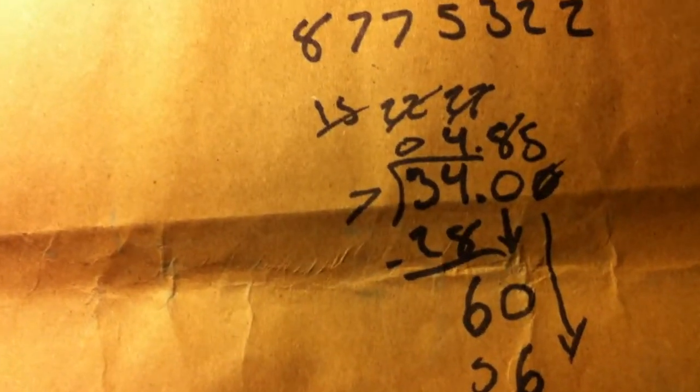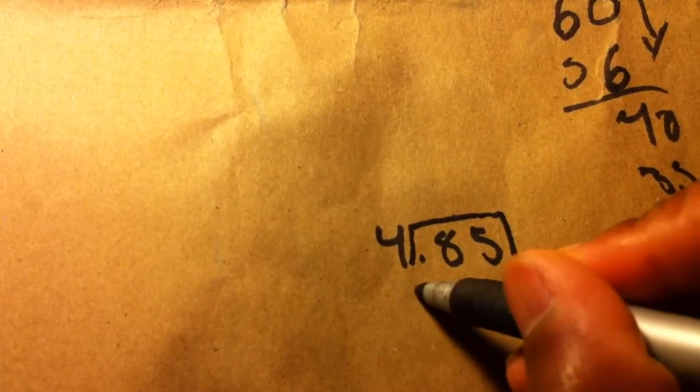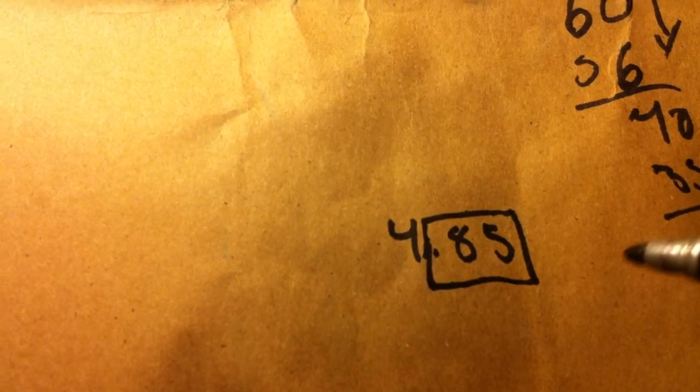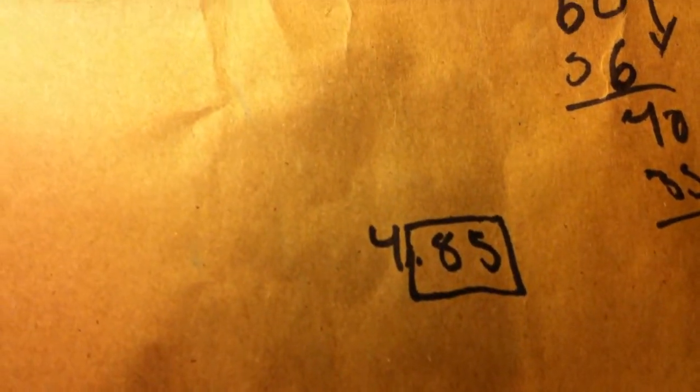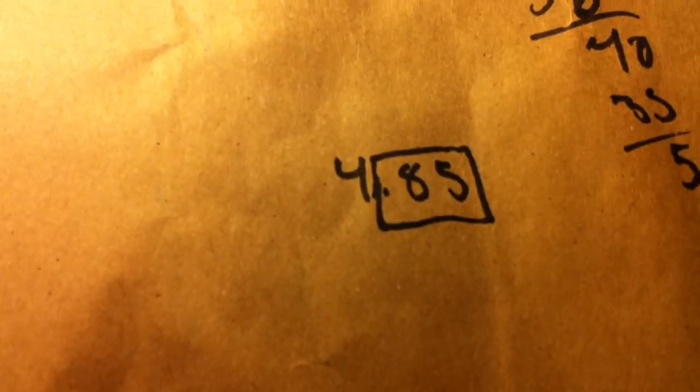So what we're left with is 4.85. That's the answer in decimal form, but it looks like they gave you something in a fraction. So if none of your answers have a decimal, that means that you need to convert this, 0.85, into a percent or a fraction. And how you do that is actually another lesson. I'll cut this one and I'll start up another segment.